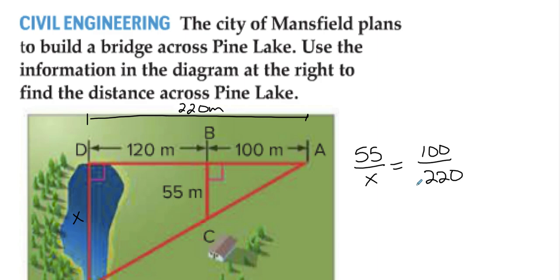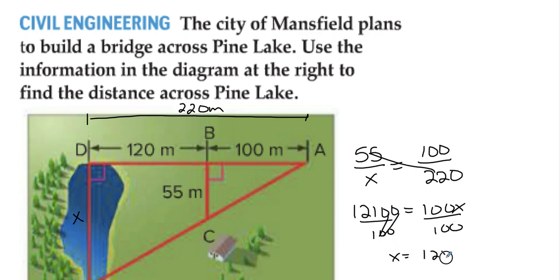So 55 times 220, that's 12,100. And then we've got 100x. We have to divide both sides by 100, and we should get our answer. Cancel out the zeros. So we get x equals 121. So we should have 121 meters from here to here. So that's a pretty good sized bridge.